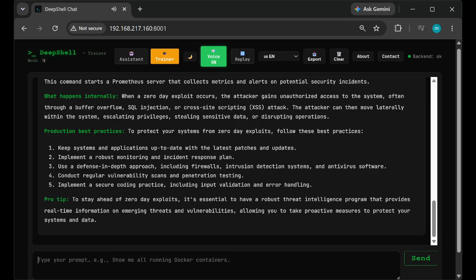4. Conduct regular vulnerability scans and penetration testing. 5. Implement a secure coding practice, including input validation and error handling.